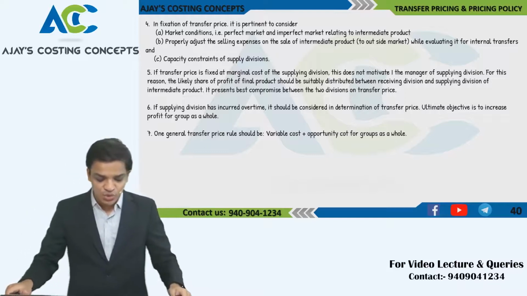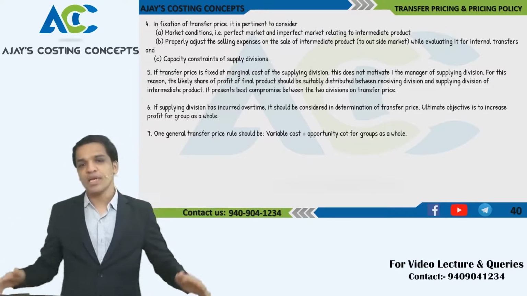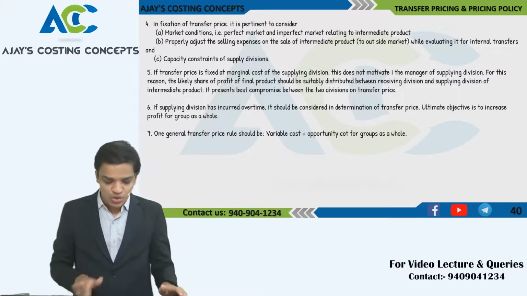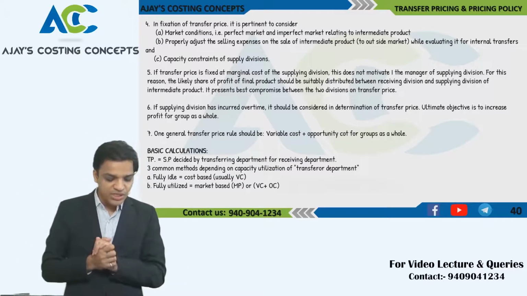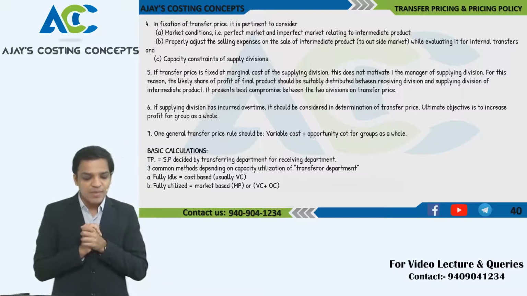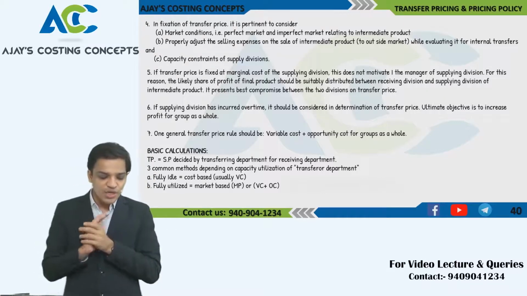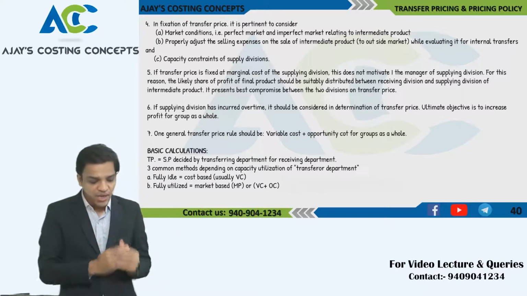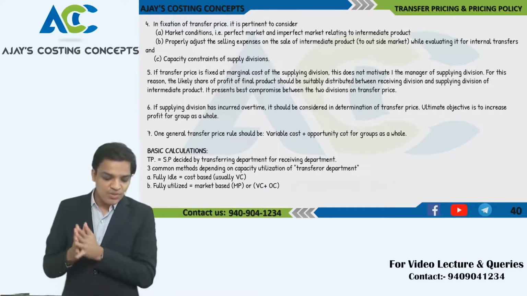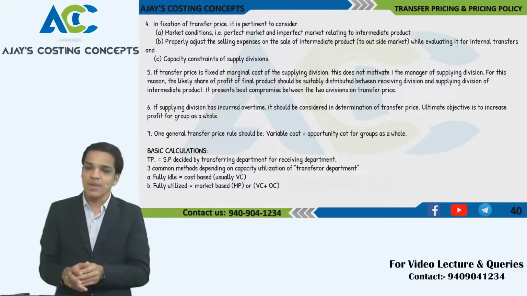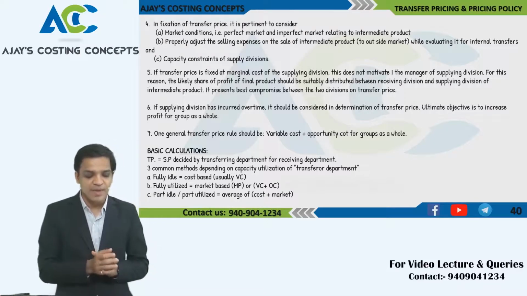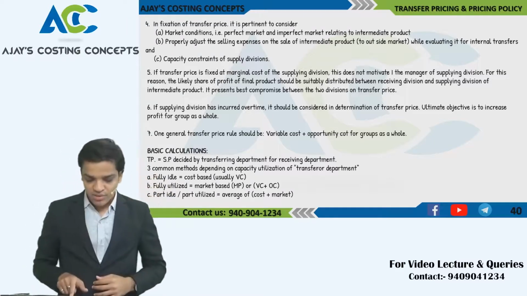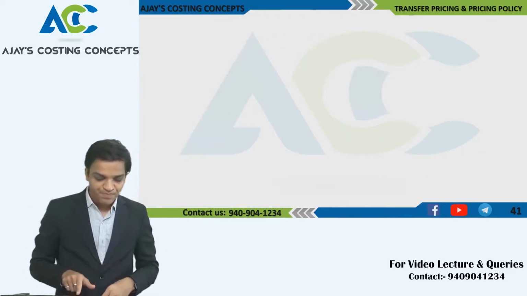One general transfer pricing rule should be variable cost plus opportunity cost as a group. That is a general rule, a thumb rule that you should follow. Basic calculations: selling price decided by the transferring department for the receiving department. Three common methods: fully idle, which we have already discussed; fully utilized, that is market price or variable cost plus opportunity cost; and partial idle, that is average cost. That is what we decided first while deciding the pricing of this model.